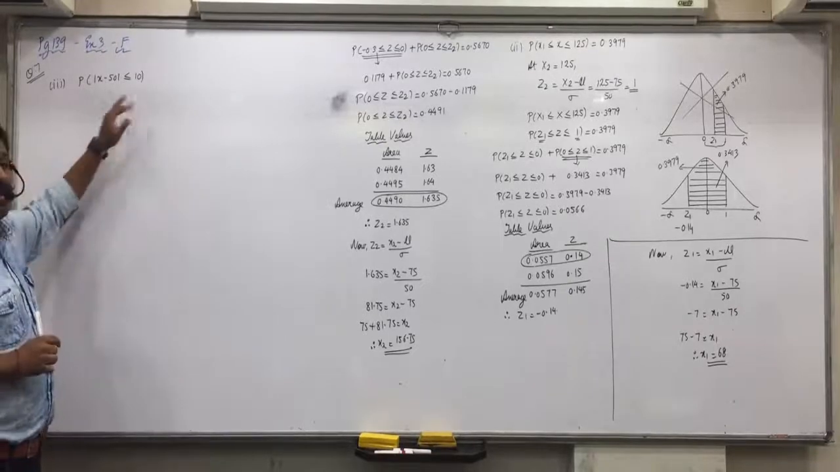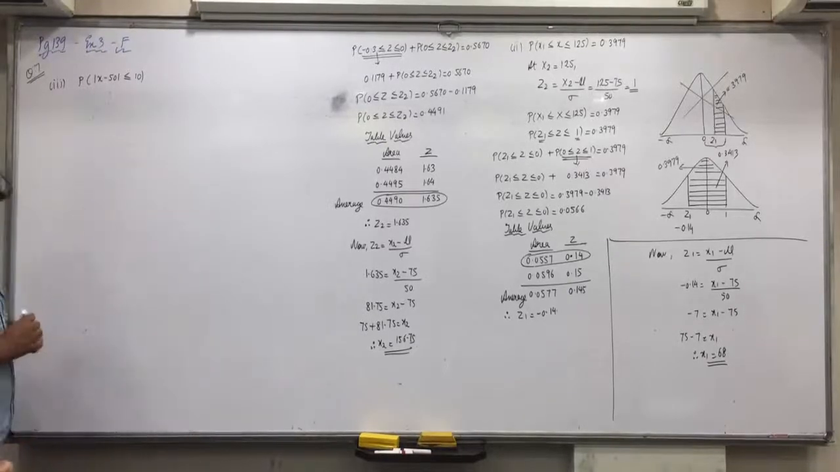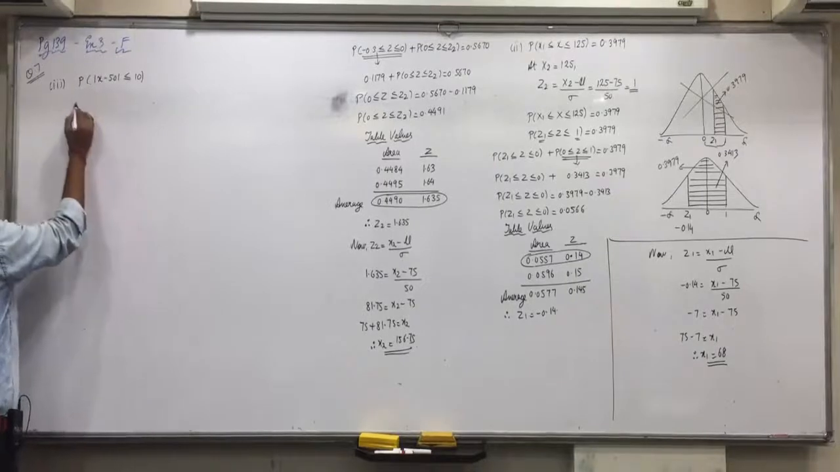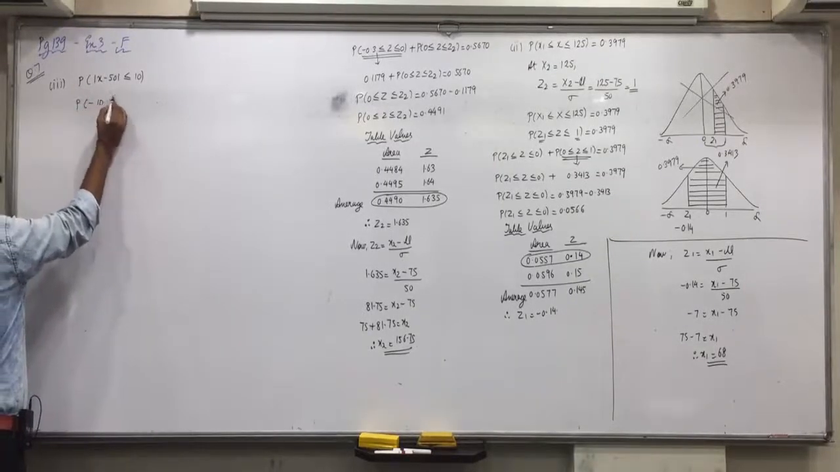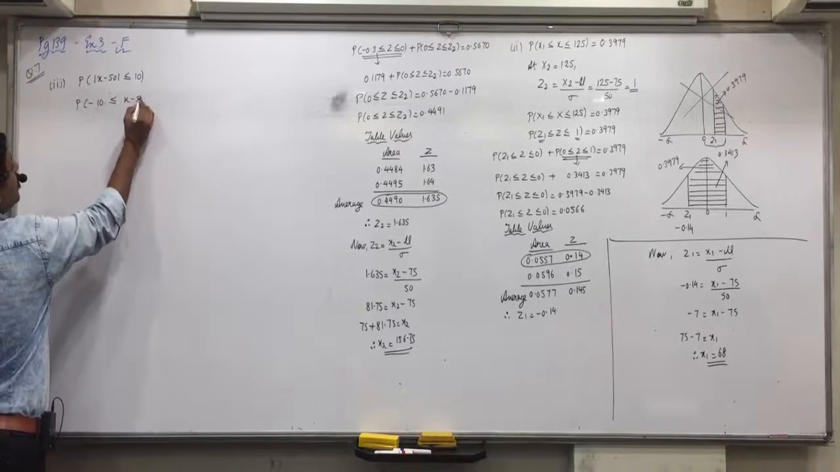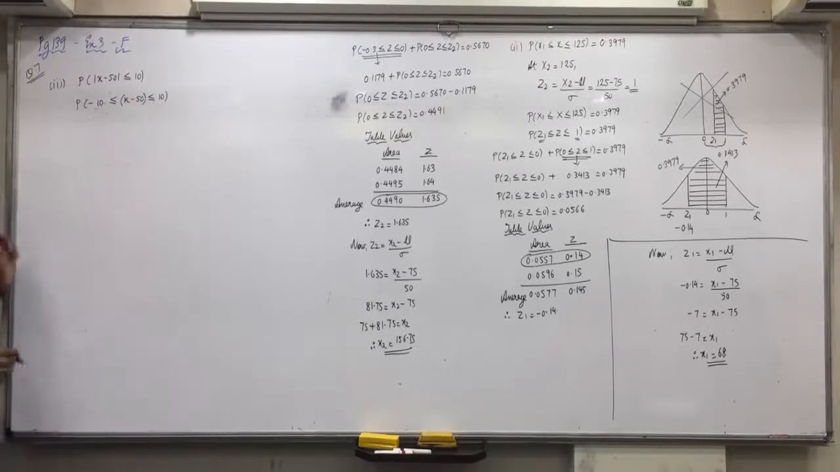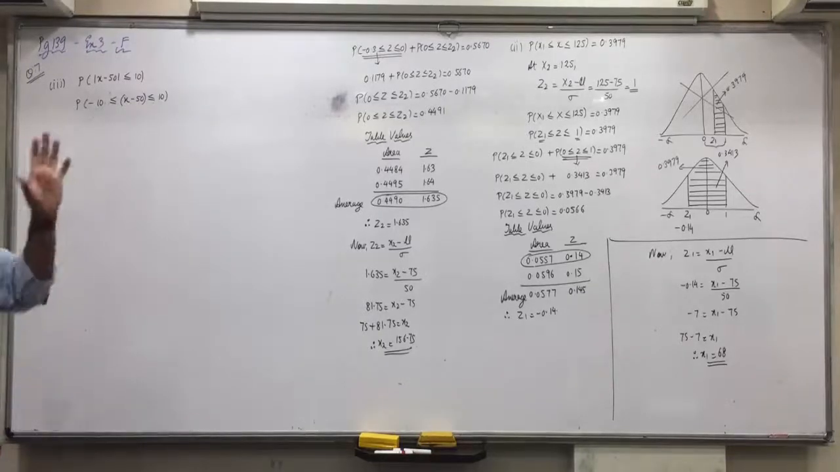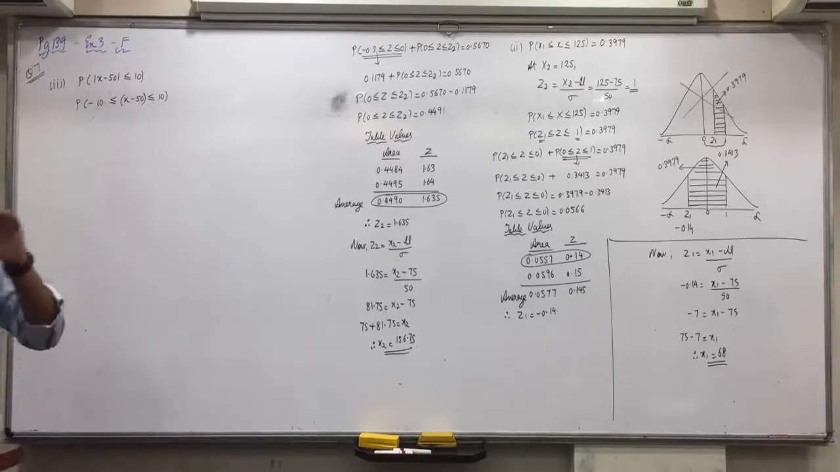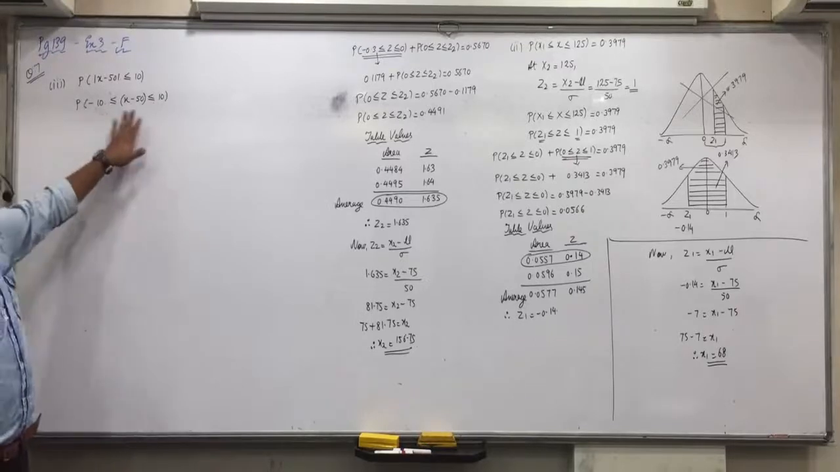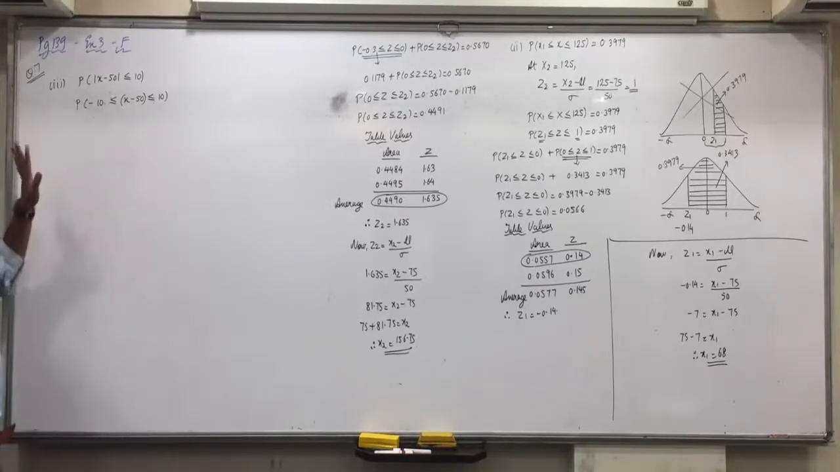Means the values can come between minus 10 and plus 10. If you remove this modulus sign, you can express it as minus 10 less than or equal to x minus 50 less than or equal to 10. Without the modulus, your answer will be between minus 10 and plus 10. It can be negative also, and it can be positive also. In negative, it can be between 0 and minus 10, and in positive, between 0 and 10.